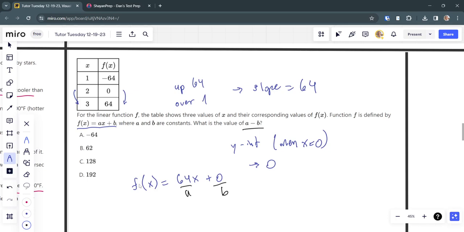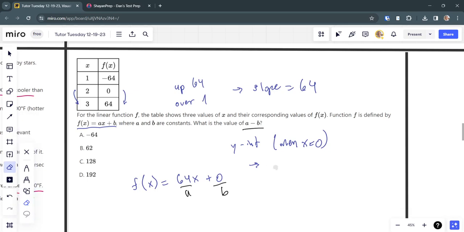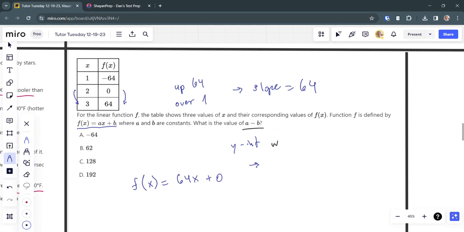minus b, oh, sorry. The y-intercept is not 0, in fact. That's my mistake. But the y-intercept when x is equal to 0, if we track back using the same slope, you see we go from x equals 2 back to x equals 1, and we drop 64 units in the y. So if we wanted to go back to x equals 0, we would just go minus 64 again to minus 128. So the y-intercept is negative 128 when x equals 0.